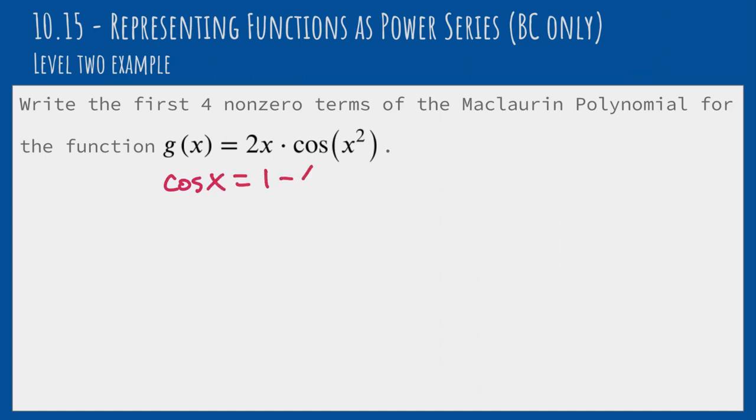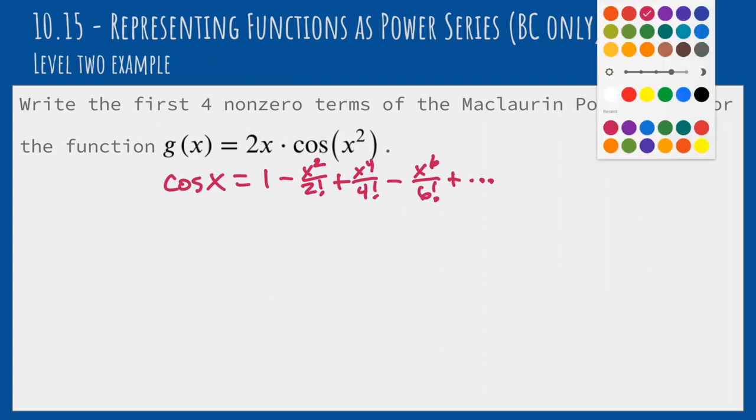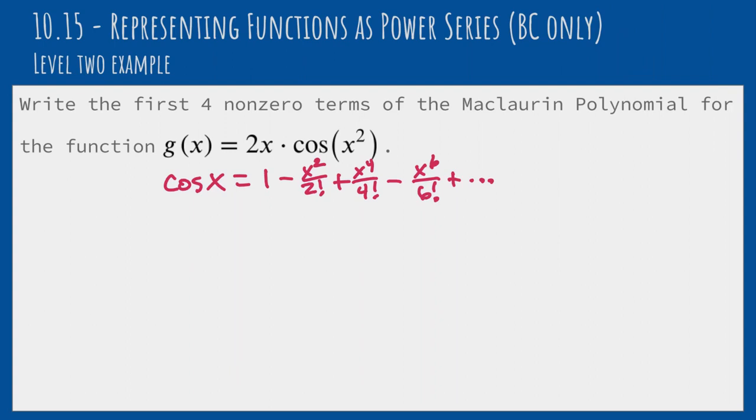So 1 minus x squared over 2 factorial plus x to the 4th over 4 factorial minus x to the 6th over 6 factorial, and so on. We're looking for 4 non-zero terms. I think 4 terms in this should be sufficient, but we'll see. We can add more if we need to later.